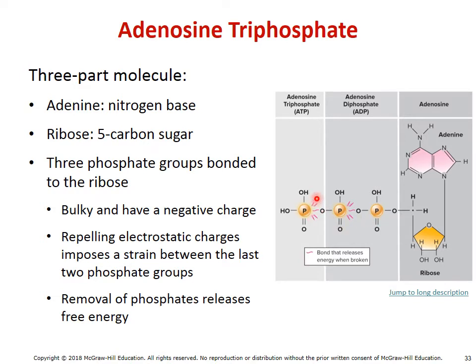Naturally, these phosphates don't want to hold on very strongly, and actually hold a lot of potential energy in their bonds. And so by cleaving off one of the phosphates, we can release significant amounts of energy. Just as a quick question, what would we end up with if we cleaved off one phosphate from ATP? The answer would be ADP, or adenosine diphosphate.